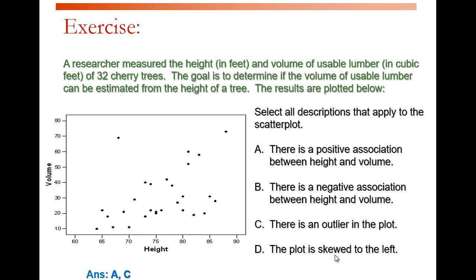So there seems to be an overall trend that as height increases, the volume is increasing, and there is an outlier because if you think about the data point just right here, which is where the height is between 65 and 70 and the volume is around 70 here.